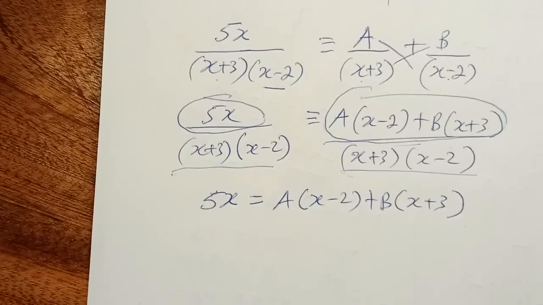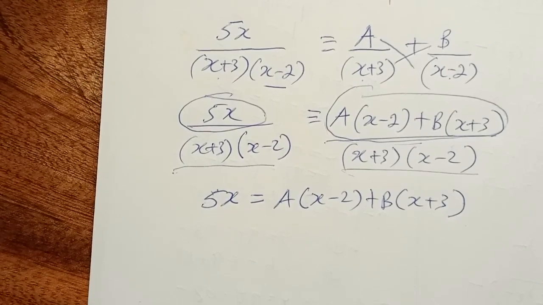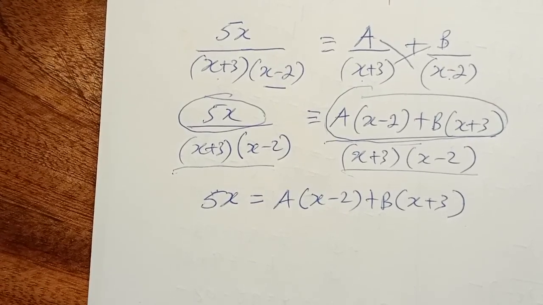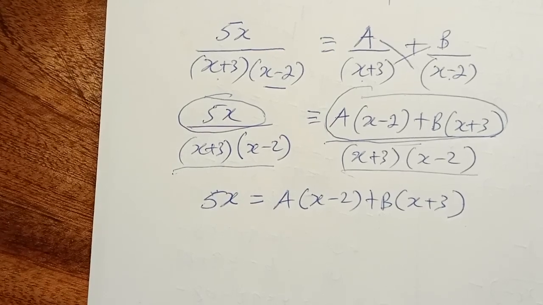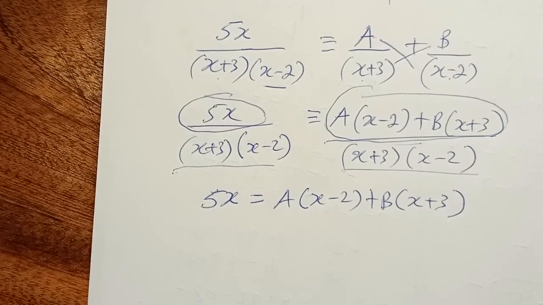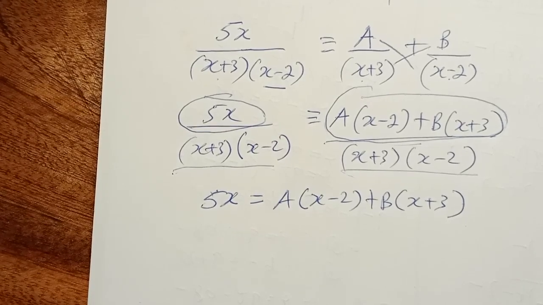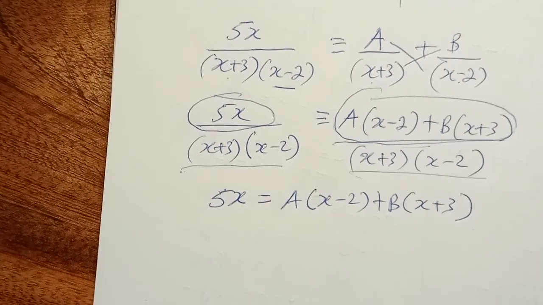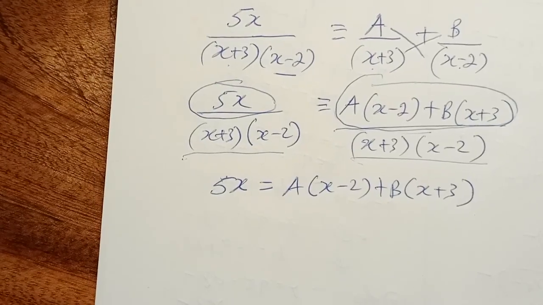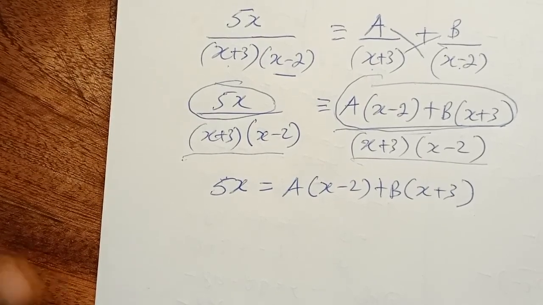Now, for us to look for the values of A and B, we must use x to be a certain value so that we take off either A or B. That is, if we take off A, we look for B, or take off B to look for A. In this case, we need to look for the value of x which can make either A or B become 0 so that we can look for the other value.